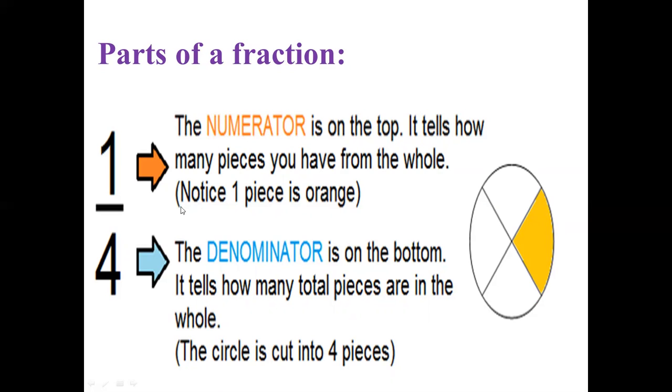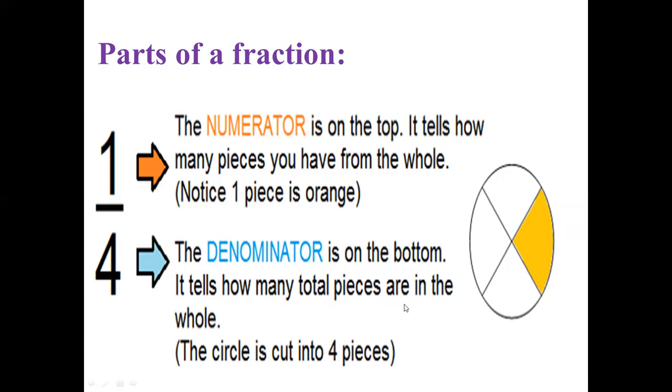It tells us how many pieces you have from the whole. For example, if I ask you how many yellow parts are present in this whole circle, only one part. So that's why the numerator is 1. And the denominator is the bottom part. It tells us how many total pieces are in the whole.